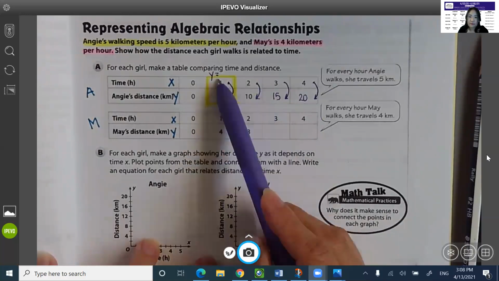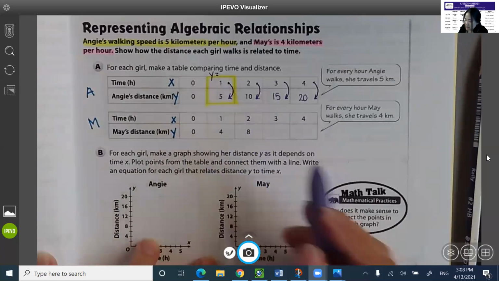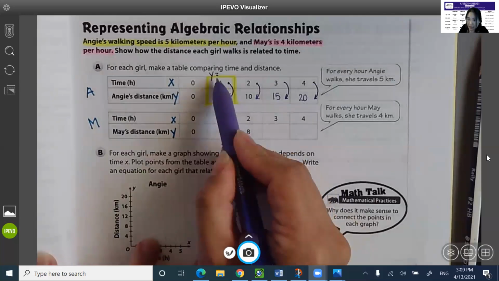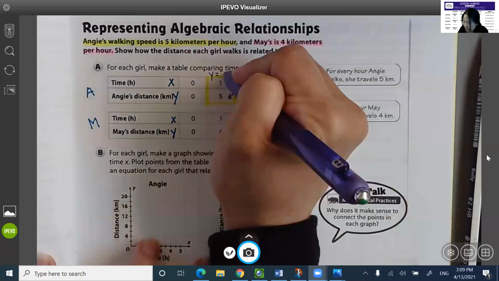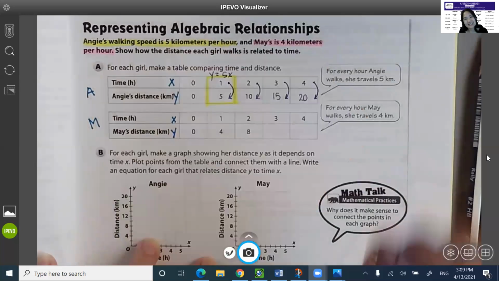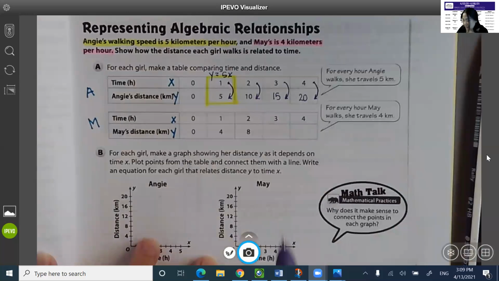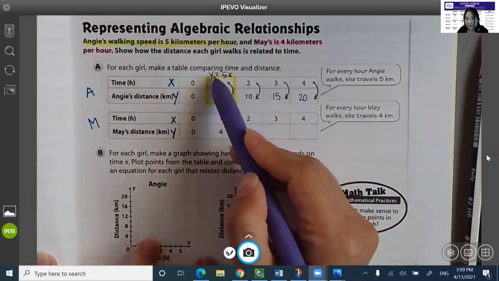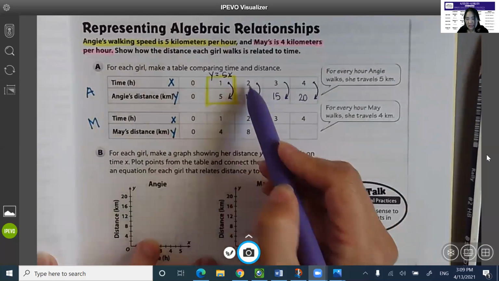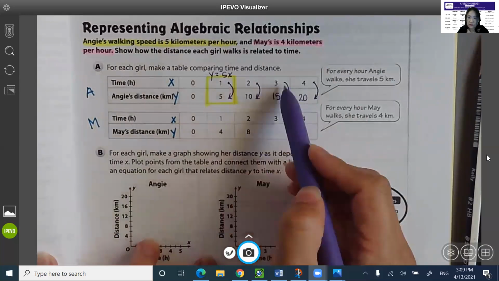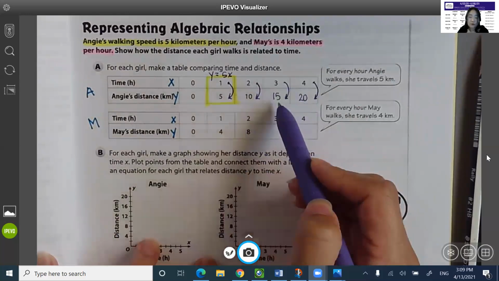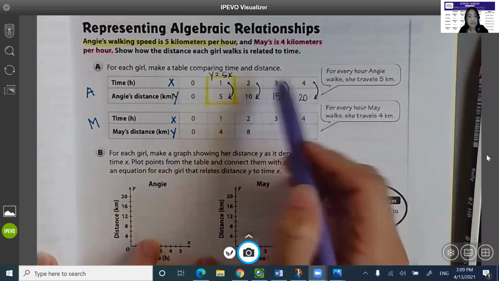Do you know how to write that using an equation? We're going to talk about it in a little bit, but basically y equals 5 times whatever x is, right? 1 times 5 gives you the 5 right here. 2 times 5 gives you 10. 3 times 5 gives you 15. Whatever x is, if you multiply by 5, you get the y for Angie's distance.